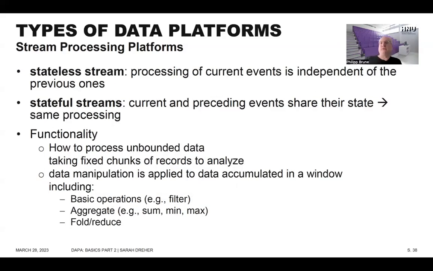There are different kinds of streams. We will see that later when we talk about different technologies. So you have the stateless option, so that the processing of a single event only depends on the information that is contained in this event.